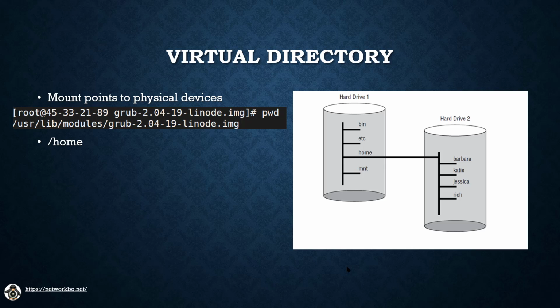In this example, there are two drives being used. Drive 1 is associated with the root of the virtual directory, and Drive 2 is mounted to the virtual directory with the files and folders nested under the /home folder.